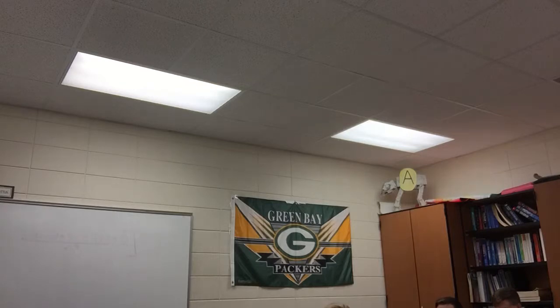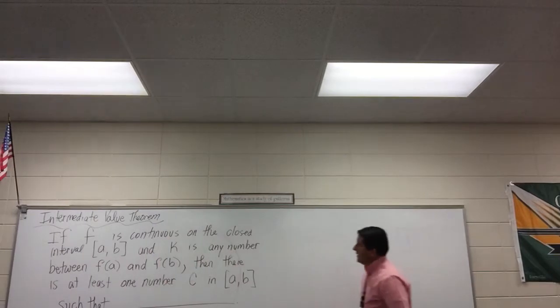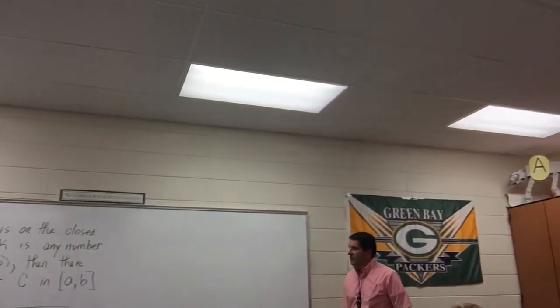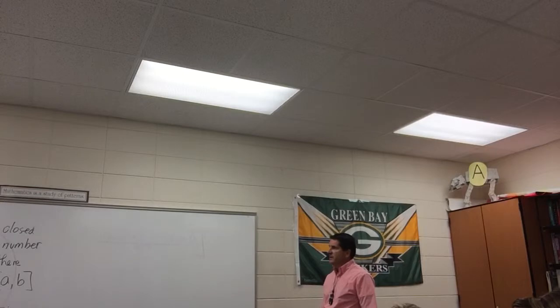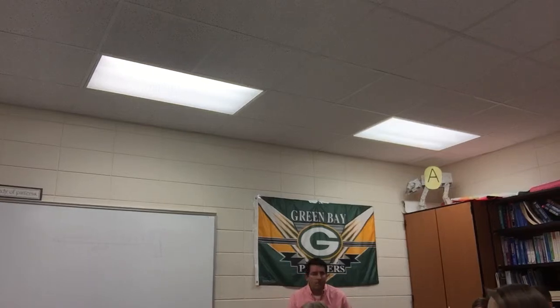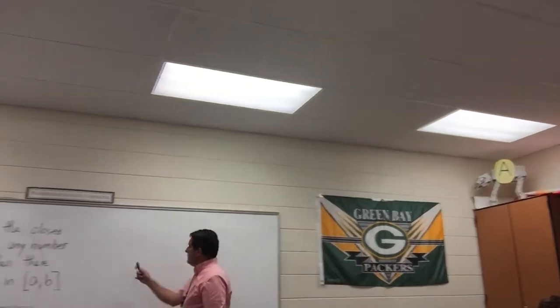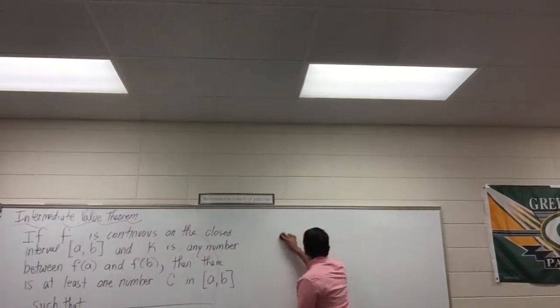Read it, figure out what goes next. If f is continuous on the closed interval A to B and k is any number between f of A and f of B, then there is at least one number C in the interval A to B such that what? Draw a picture of this. This is part of our technical reading and technical writing. Draw a picture of what this looks like.